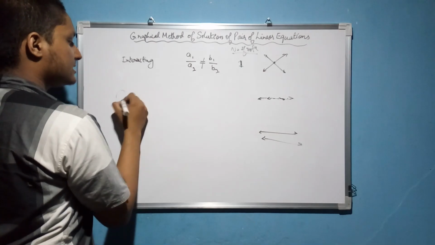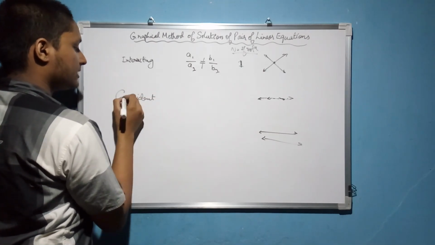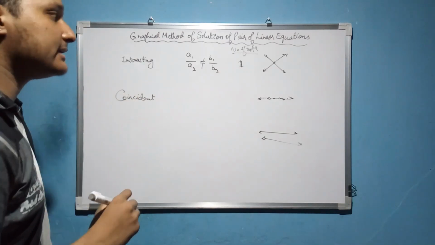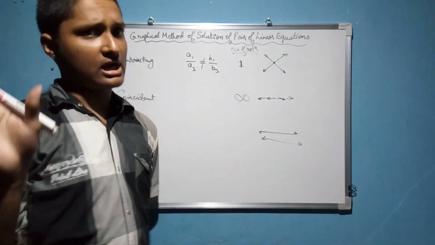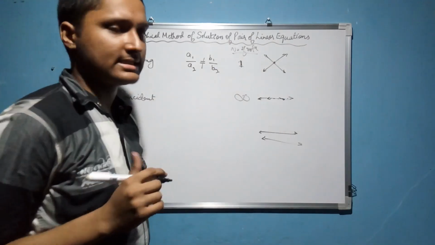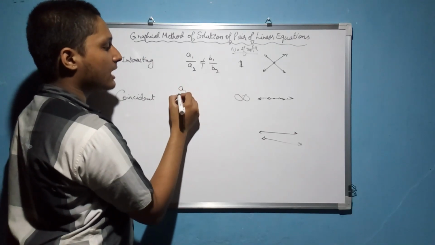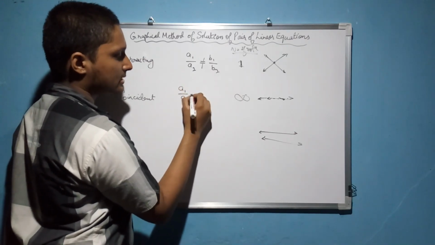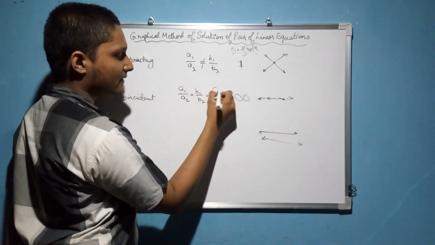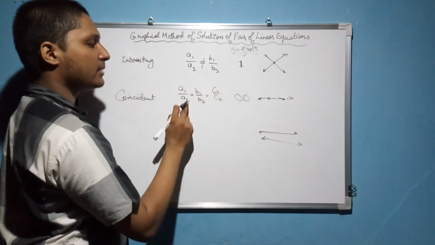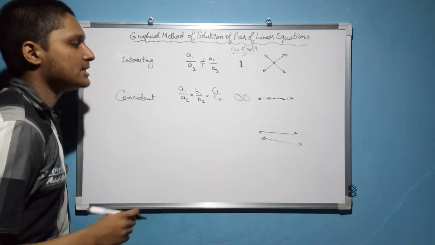Next one is about coincident lines. That means the lines are coinciding, so the number of solutions is infinite, since all the points are coinciding. The condition for this is a1 by a2 equals b1 by b2 equals c1 by c2. Okay, this is the condition.